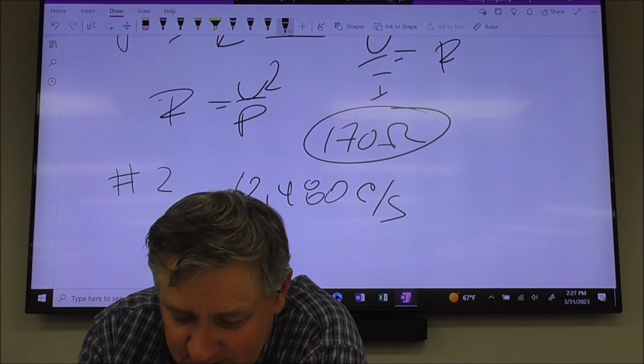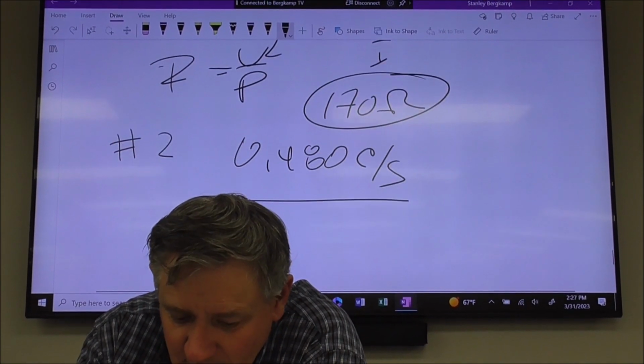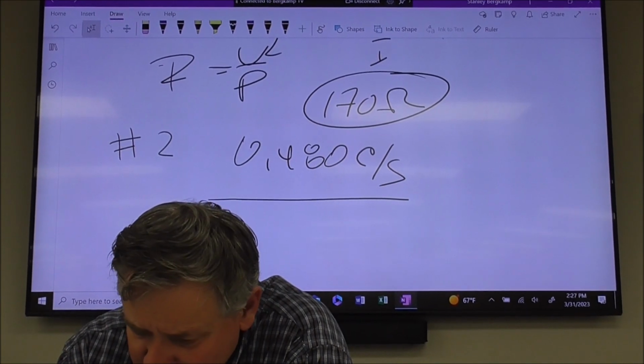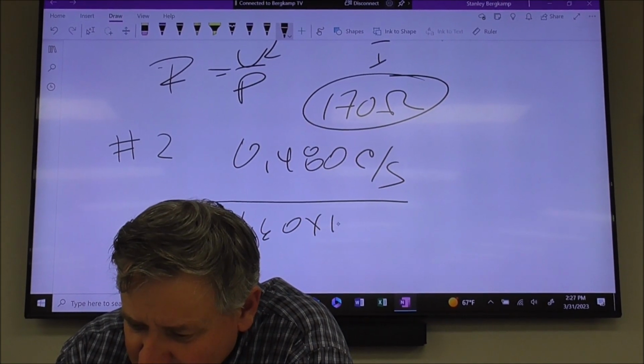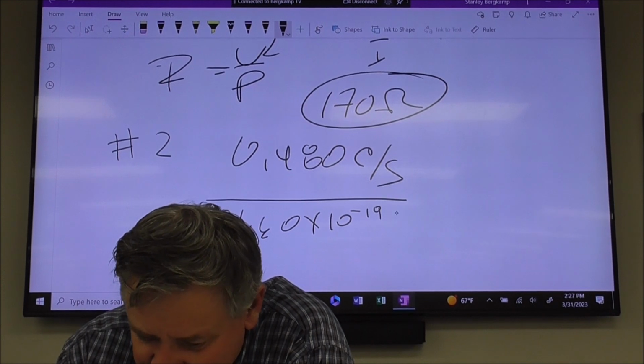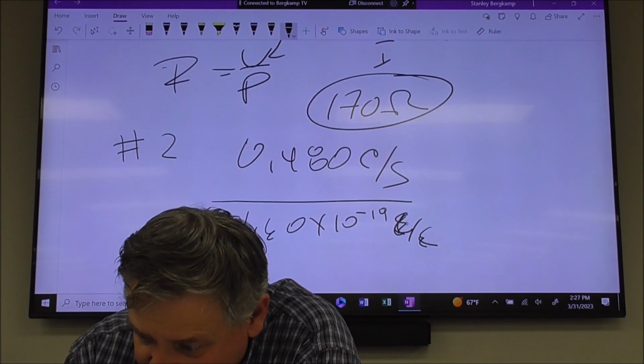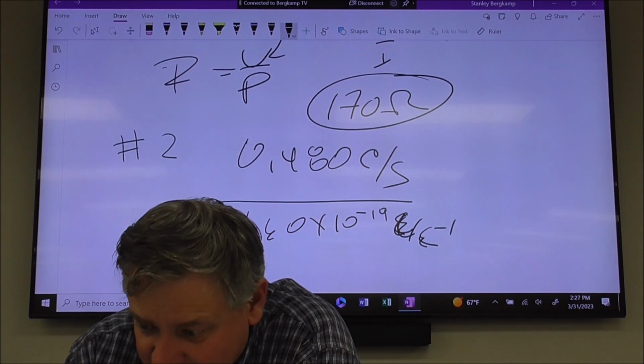Are we supposed to use the coulombs or the joules? Because I used the electron volts. Just divide by 1.6 times 10 to the negative 19th coulombs per electron, and I still got the right answer. That's how many coulombs there are on each electron.